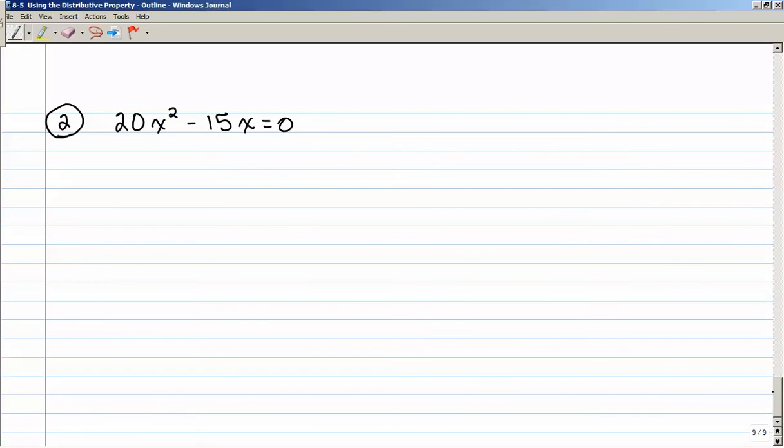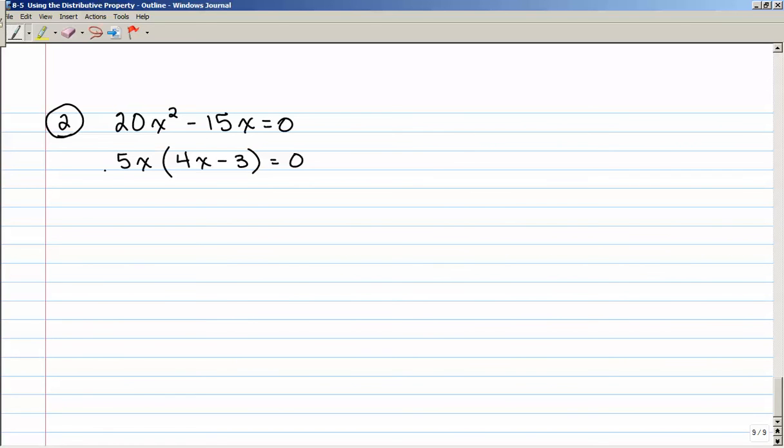And our last example here is 20x squared minus 15x equals 0. What I need to do first in this case is to factor this. So I'm going to take out a greatest common factor out of each of these of 5, because both of those can be divided by 5, and an x. That's going to leave me with a 4x and a minus 3. So you can check that by distributing. That's going to give me a negative 20x squared. That's going to give me a negative 15.